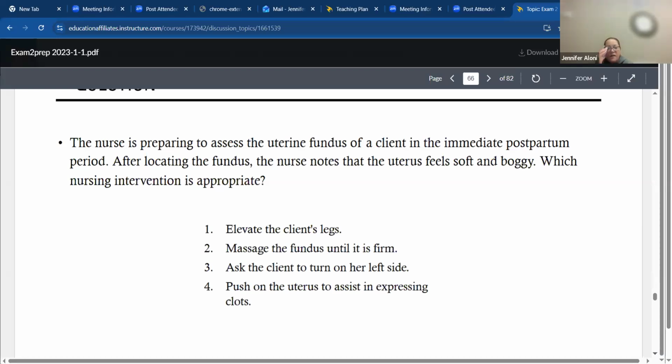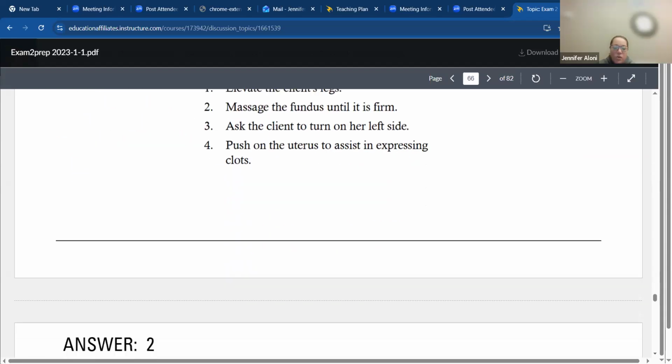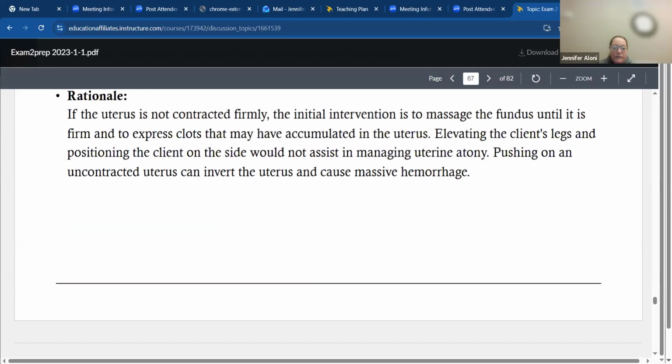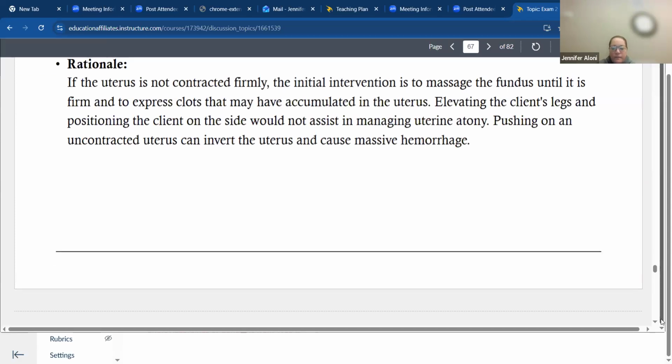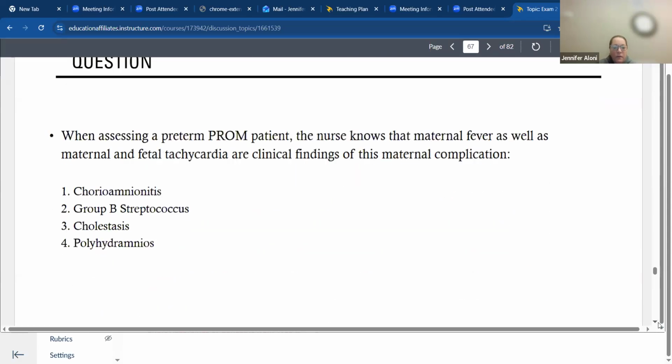All right, uterus is soft and boggy. What should we do? 2. You're always going to massage the fundus. That's always the answer if they're boggy. Okay. All right, fever and fetal tachycardia are symptoms of what? Premature ruptured membranes. 1. Chorio, yeah, infection.